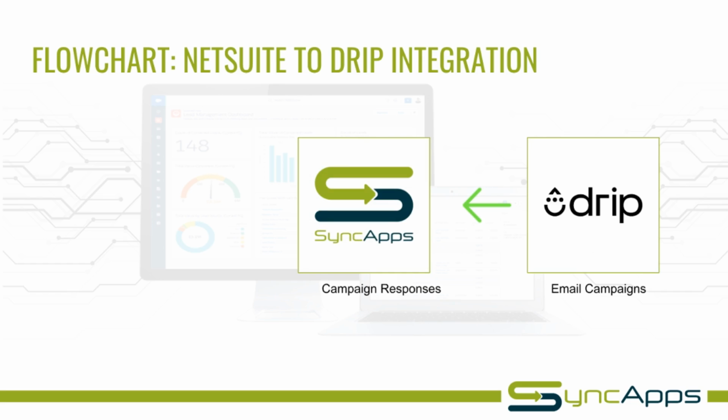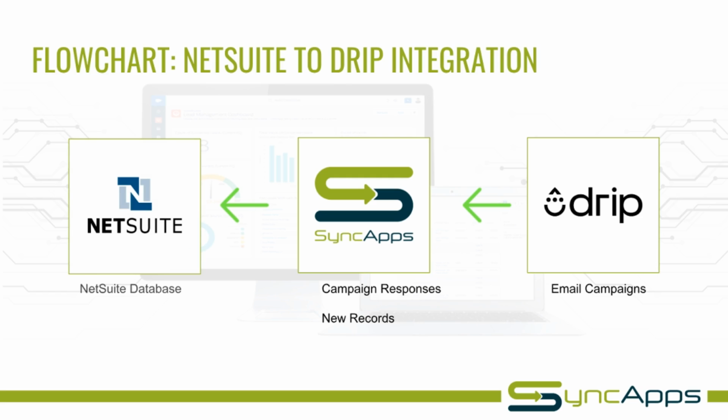So we can take your campaign responses, so those metrics such as opens, clicks, bounces, forwards, and etc., as well as the newly added records from Drip, can be synced over to NetSuite in your NetSuite database. And for the campaign response feature, we sync that to a custom record.